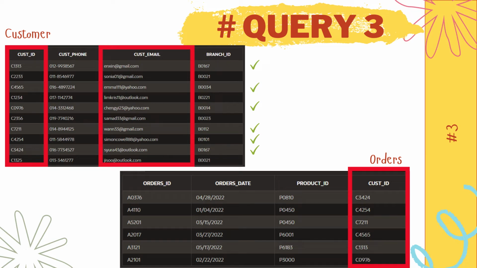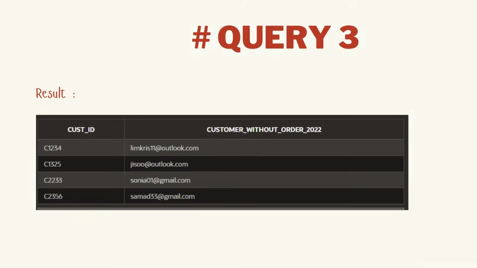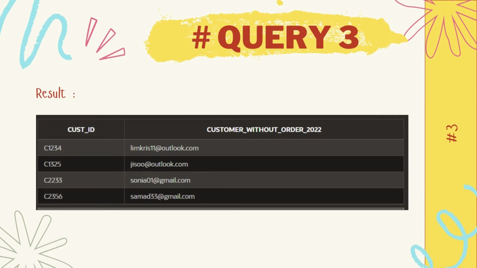The result of the left outer join will include all the unmatched rows, which is all the customer IDs along with their email. But if we put the condition o.customer_id is null, it will display all the customer IDs which are not listed in the order table. So this is the result where the list is sorted by customer ID in ascending order along with their email.